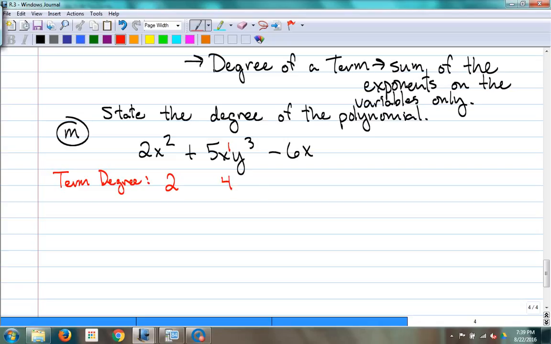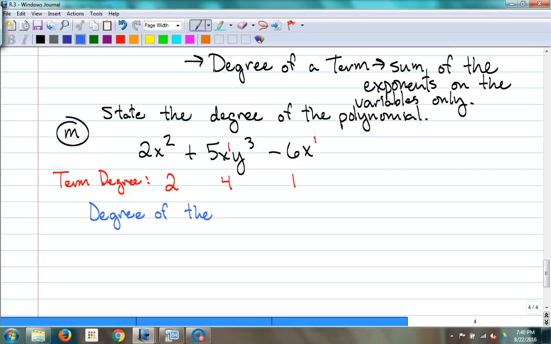And then the last term has an x. What's the exponent on that x? It's a 1. So the degree of that term is 1. Okay? So you get the degree of each individual term, and then to find the degree of the polynomial, it's the biggest one. That's all it is. It's the biggest one.